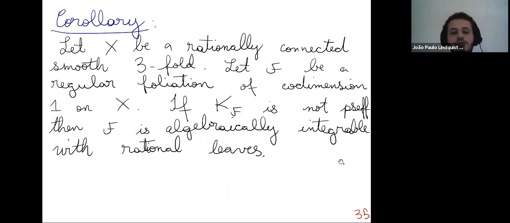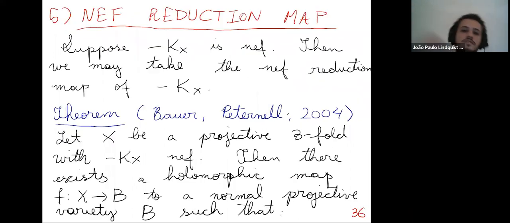So I want to show some kind of contradiction. In this case, I'm able, with the aid of the nef reduction map of the anticanonical bundle, when the anticanonical bundle is nef. So what is the nef reduction of the anticanonical bundle?